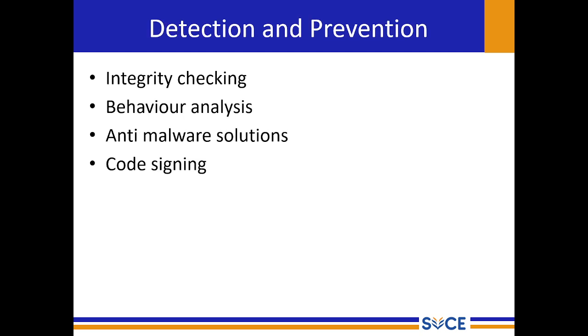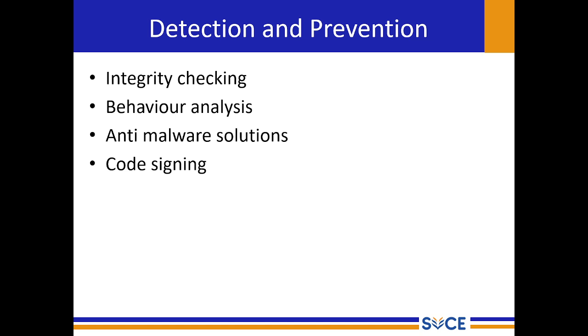Detection and prevention. IAT hooking can be detected and prevented by performing integrity checking, that is, implementing checksums or hashes. A hash is nothing but a fixed-size message digest generated by either the MD5 algorithm, message digest algorithm, or the secure hash algorithm SHA with different versions. These hashes are attached with the original text and sent through email for security purposes.